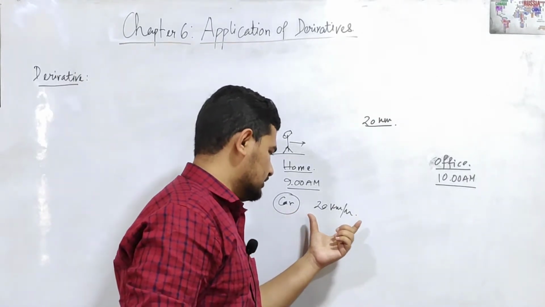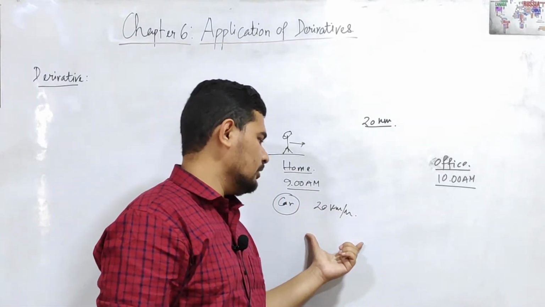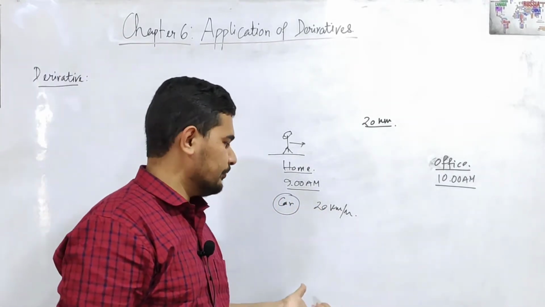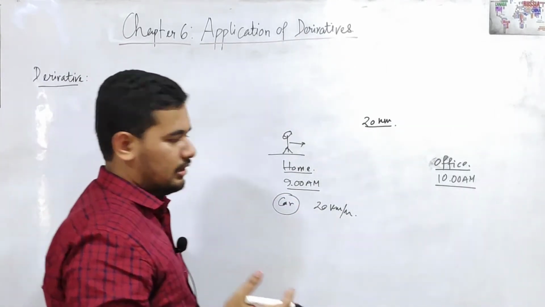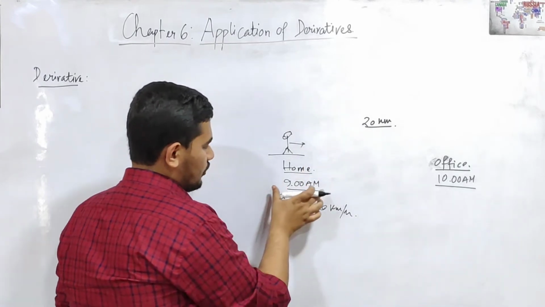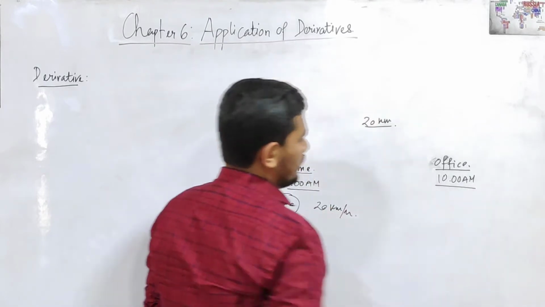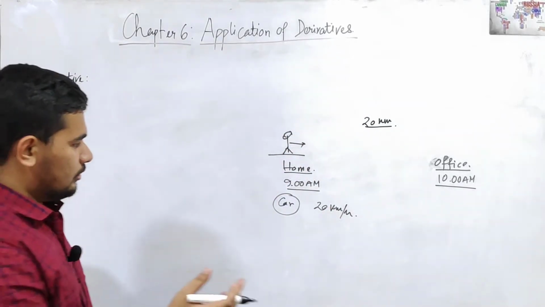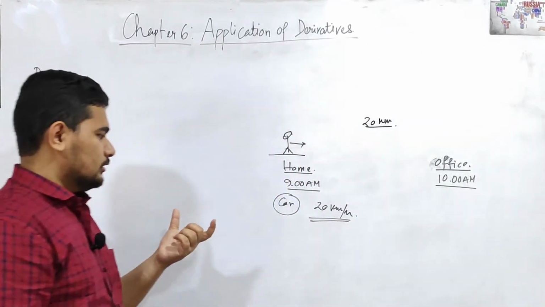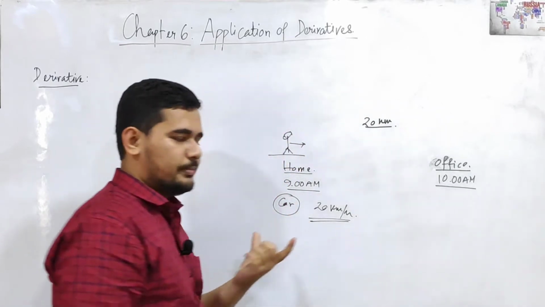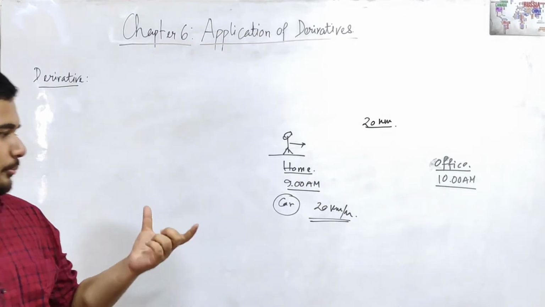The concept of speed is distance divided by time. So the change in distance divided by the change in time will always give you the average speed. So when you say this car has a speed of 20 km per hour, to reach his office at 10 a.m. from his home at 9 a.m., the speed is 20 km per hour. But if you take a practical view of this value, 20 km per hour is not a very big value.